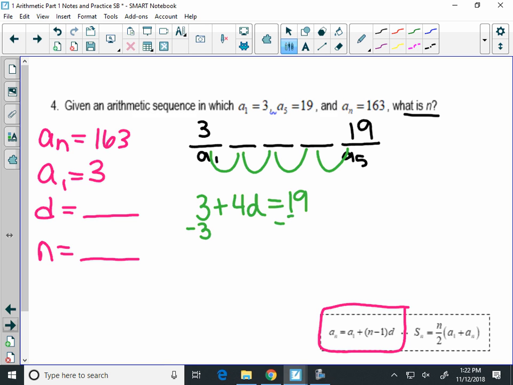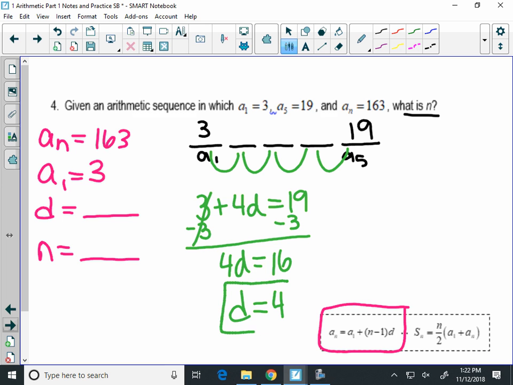Well, if I simplify this, I get 4d equals 16, and what's your common difference? No, 4. Divide, not subtract. Divide. So your common difference is 4. So now I know the first term, I know the common difference, I know what the nth term is. Do I have enough information to use my formula to find what n is now?